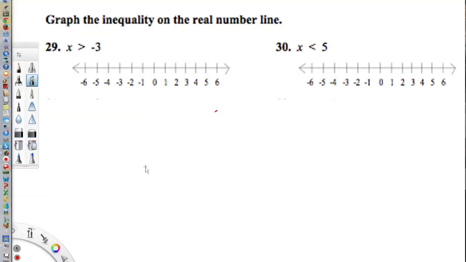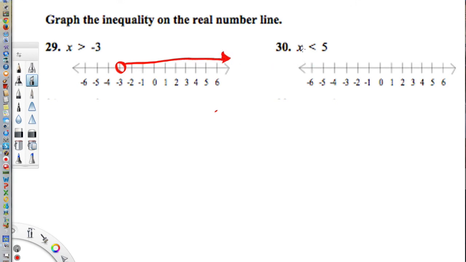Let's graph two more inequalities. Here, number 29, and then we're done. Number 29, we have x is greater than -3. So I've got to find -3, and it's greater than. So -3 is my reference point. I put an open circle, and x has to be greater than -3. So anything to the right of -3 would make that inequality true.